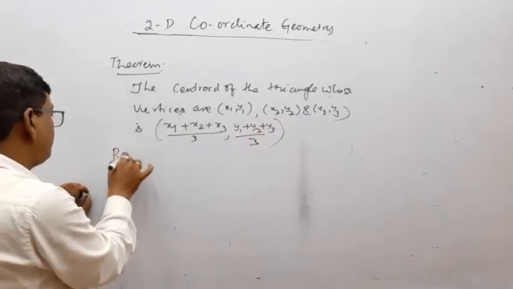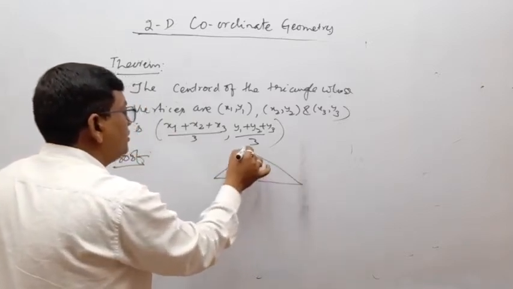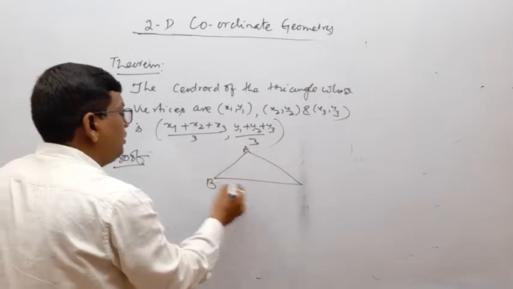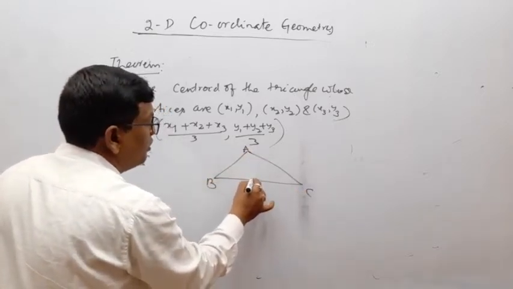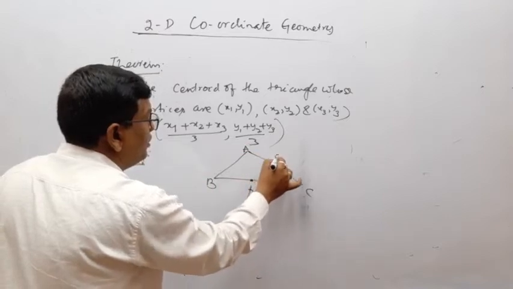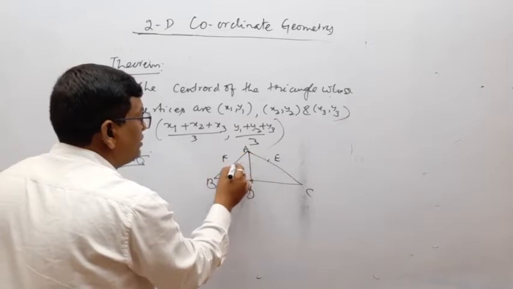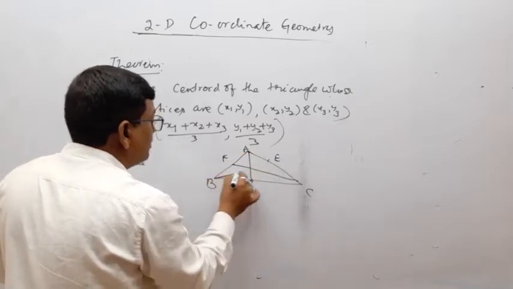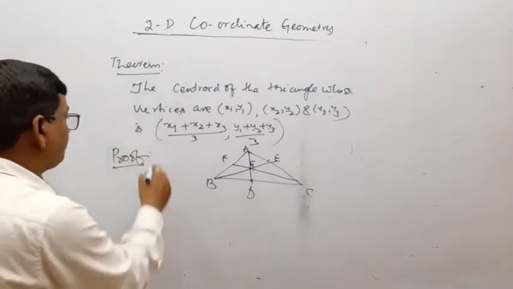Proof. Suppose this is triangle ABC, and this is midpoint D, this is midpoint E, and this is midpoint F. This is one median, this is another median, and this is another median. This is centroid G.